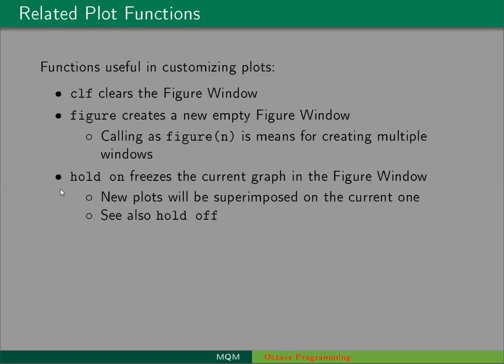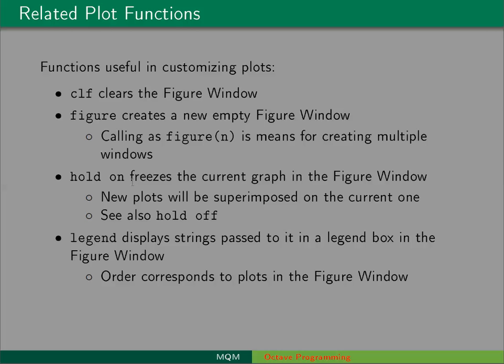The function hold on freezes the current graph in the figure window so that we can then add another plot on top of it. We can also use hold off if we want. If the hold is off, then whenever we call the plot function, it's going to overwrite the previous curve, whereas hold on will keep multiple curves in the figure window. And then legend allows us to create a legend to identify each of the curves in the figure. Finally, grid on displays grid lines if we want those in our plots.